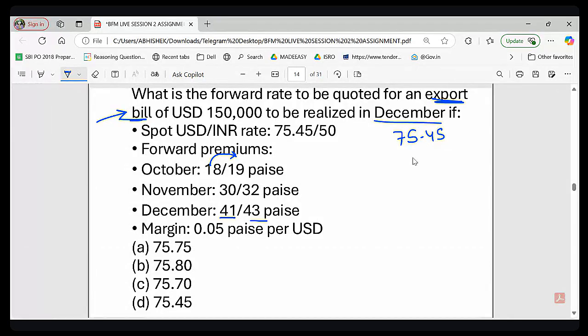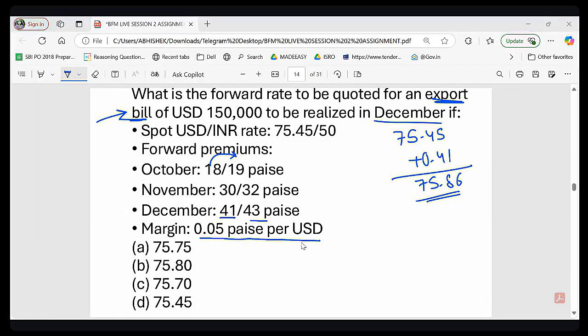So now let's calculate, you just add 0.41 to it, so you will get 75.86. Now the next step is to adjust the forward margin. So margin, what is the margin? 0.05 paisa per USD. Now tell me whether margin is to be deducted or margin is to be added. Please write in the chat box, plus or minus.